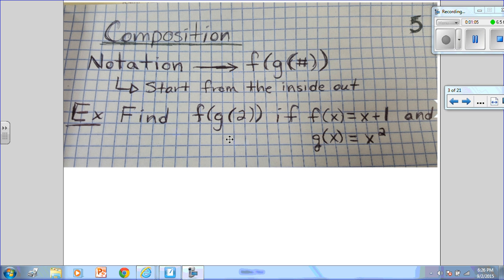Okay, so go ahead and copy this. Copy the first example as well. Make sure that you put the right order and you put the right functions here. Okay, go ahead and copy that.